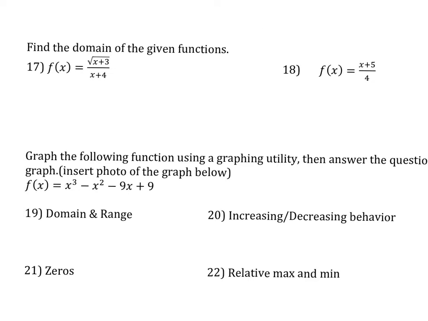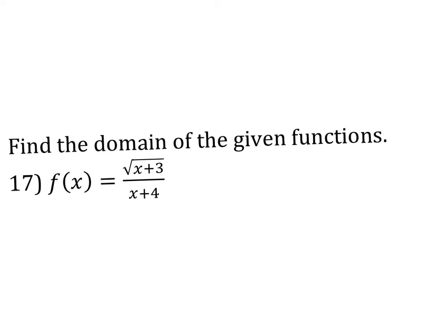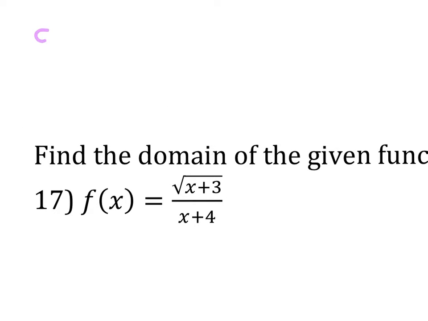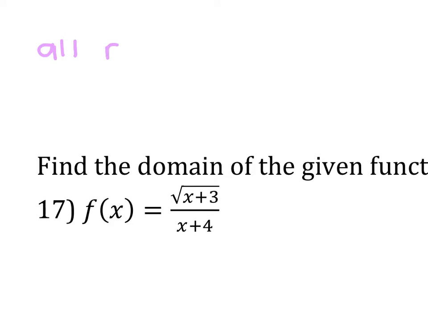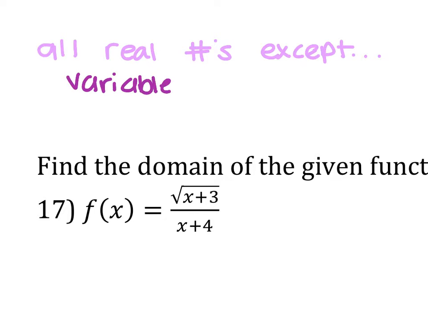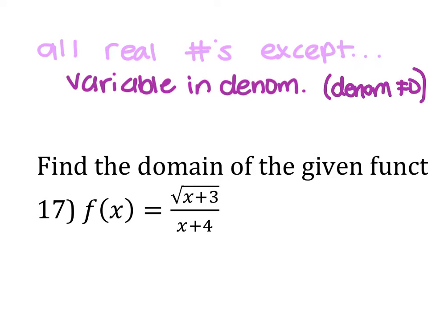All right, in this section, 1.3 was domain of functions. So remember, domain is all real numbers except for 3 cases. What are those cases? There's a variable in the denominator. Good. Variable in the denominator. And to find that, we just say the denominator cannot equal 0. What's the second way? Christian. Under square root.